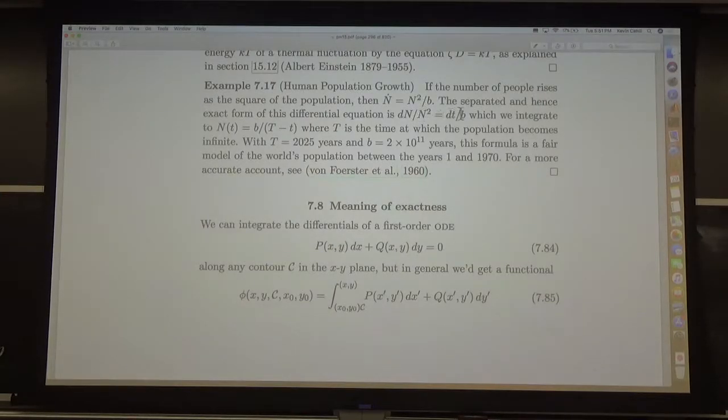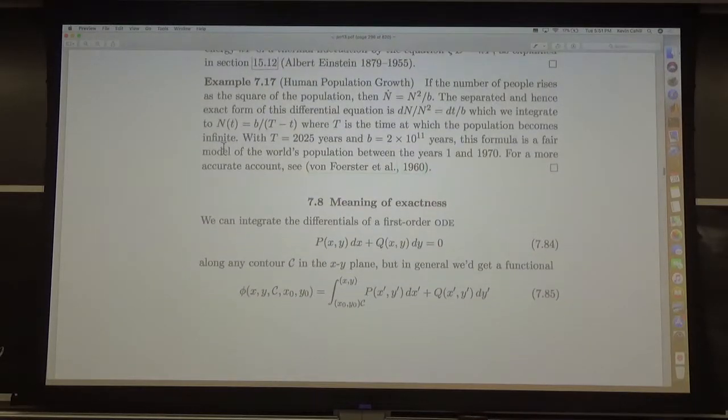So you have 1 over n, and then t, and you can rewrite that as n is some constant over big T minus little t. Big T is the year at which the human population becomes infinite. Presumably Malthus looked at this equation. I think it was Malthus anyway. I don't know. Anyway, and computed 2025 as the time at which the human population will be infinite.